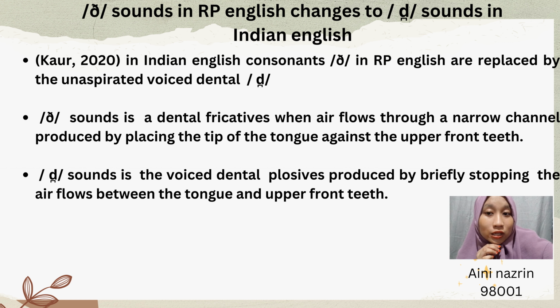Carr 2020 mentioned that in Indian English, the dental fricative consonants in RP English are replaced by the unaspirated voiced dental plosive. The fricative sound is produced when air flows through a narrow channel, made by placing the tip of the tongue against the upper front teeth. The plosive sound is the voiced dental plosive, produced by briefly stopping the airflow between the tongue and the upper front teeth.